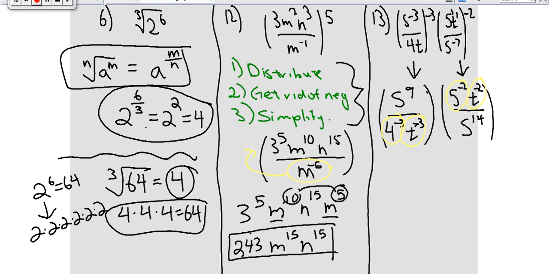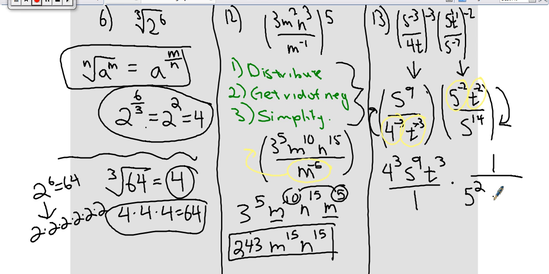I'm going to rewrite this entire problem after having moved them from where they are up to where they're supposed to be, or in this case, down to where they're supposed to be. So on the top, I have 4 cubed, s to the 9, t cubed over 1, times 1 over 5 squared, s to the 14, t squared. Let's combine these together. 4 cubed, s to the 9, t cubed, times 1 is just the same. 4 cubed s to the 9 t cubed over 1 times 5 squared s to the 14 t squared.